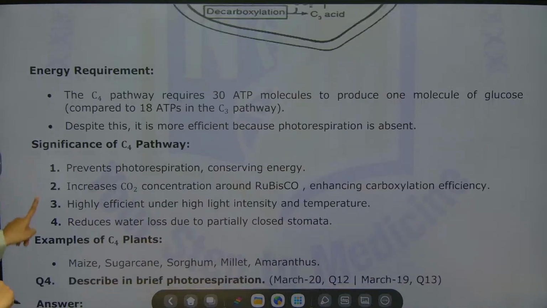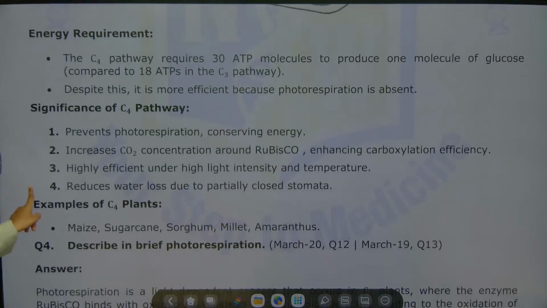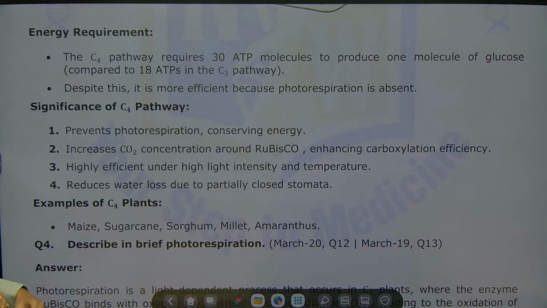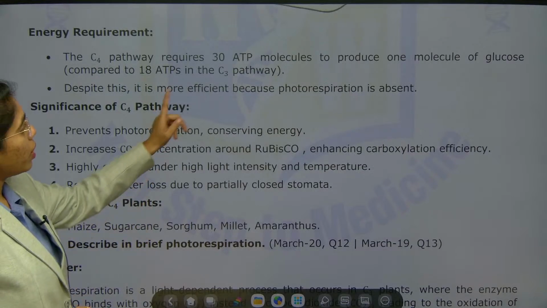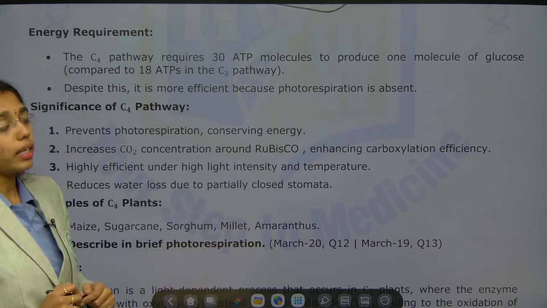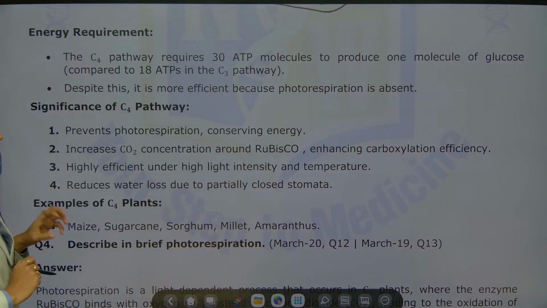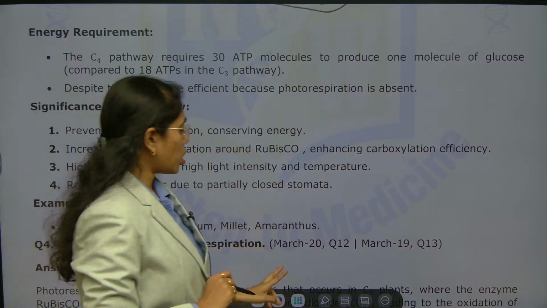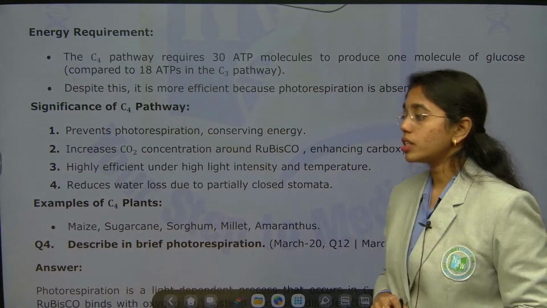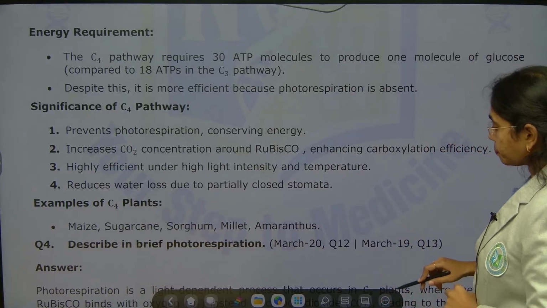Now the energy requirement and significance. Most important, bioenergetics. The C4 pathway will require how much ATP? 30 ATP to produce one molecule of glucose. Despite this, it is more efficient because photorespiration or C2 cycle is absent.